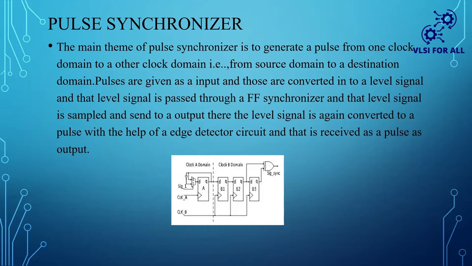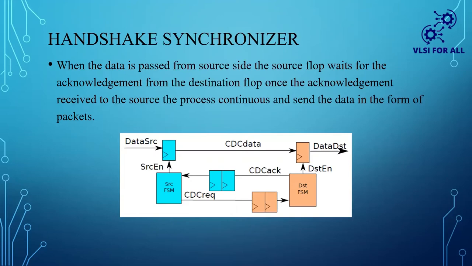Here we have to receive a pulse on the destination side. So on the destination side we have used an edge detector circuit. With the help of the edge detector circuit, the level signal is changed back into a pulse, and at the destination side we will receive a sampled pulse. This is about a pulse synchronizer.